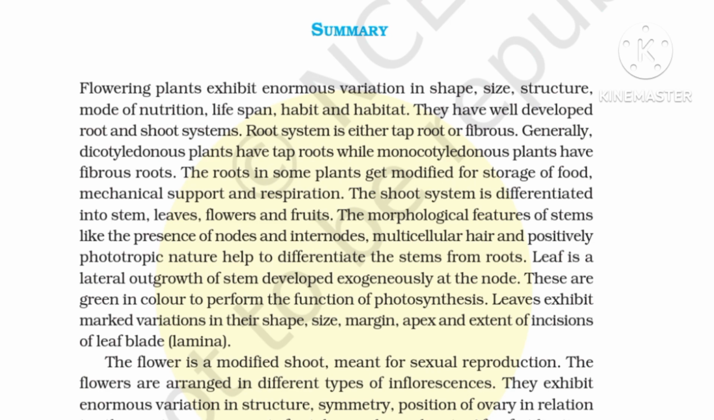Leaf is a lateral outgrowth of stem developed exogenously at the node. These are green in color to perform the function of photosynthesis. Leaves exhibit marked variation in their shape, size, margin, apex, and extent of incision of leaf blade lamina. The flower is a modified shoot meant for sexual reproduction. The flowers are arranged in different types of inflorescence. They exhibit enormous variation in structure, symmetry, position of ovary in relation to other parts.